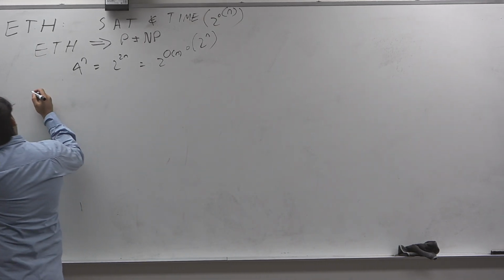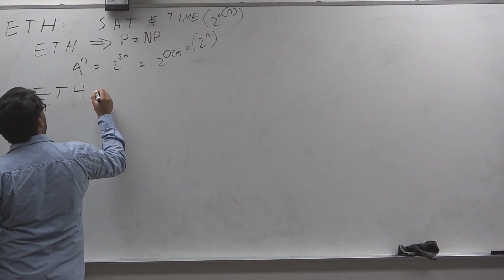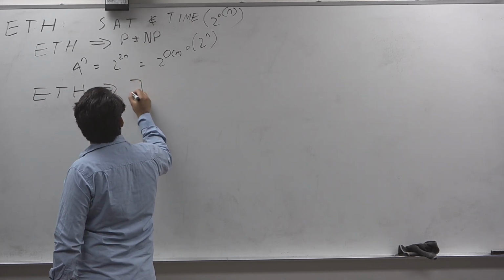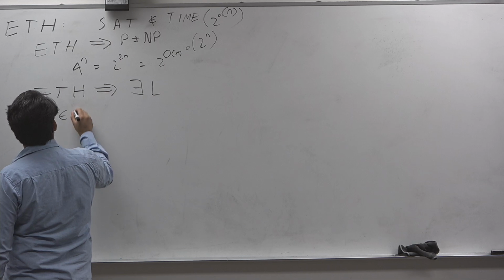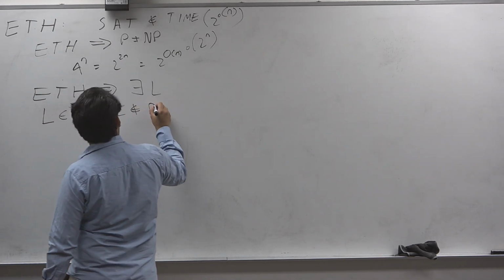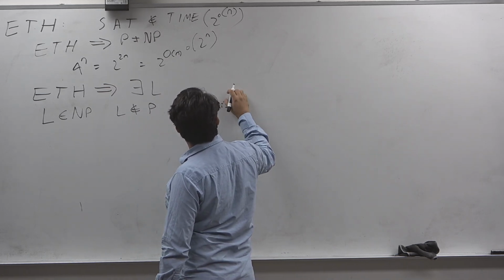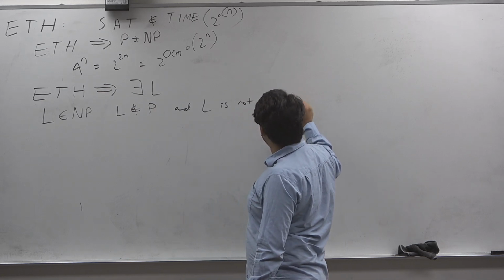So what we'll prove is the following. Assume the exponential time hypothesis. That implies that there exists an L such that L is in NP, L is not in P, and L is not NP hard. Okay.